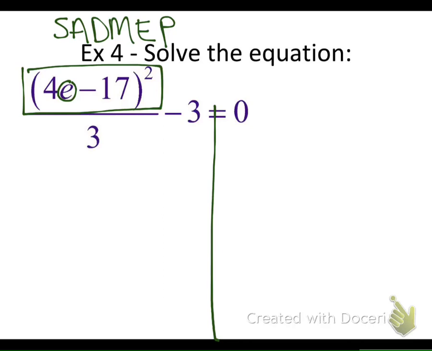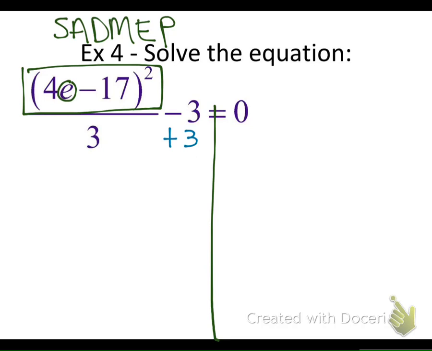Kaylin, thanks for raising your hand. According to SADMAP, what do I get rid of first? What's that S stand for? Subtraction? So do you see a subtraction problem here? Yeah, right there. So that's what we're going to get rid of first, that minus 3. So we're going to do what with that minus 3? What times the addition? It'd be 0. No, wait. So we're going to add 3.